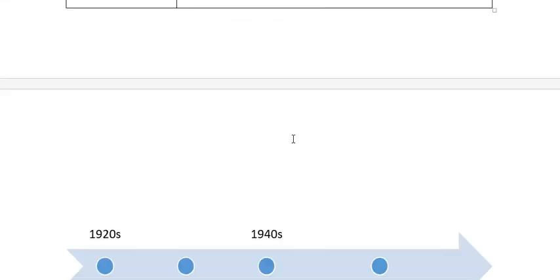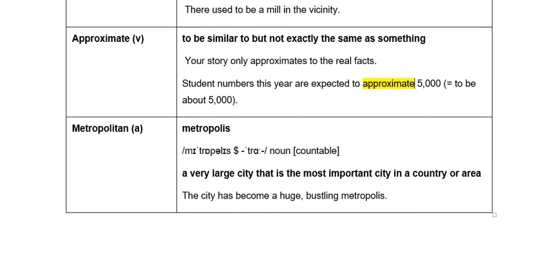Okay, the next word in the list is metropolitan. The root word is metropolis. Metropolis is a very large city that is the most important city in a country or area. So when you describe Hanoi, you can actually say Hanoi is a metropolis. Instead of saying Hanoi is a big city, Hanoi is the most important city, the political center of the country or the heart of the country, you can say Hanoi is a metropolis, and you can actually add more information. Hanoi is a metropolis. It's the political center of the country. It's the heart of the country.